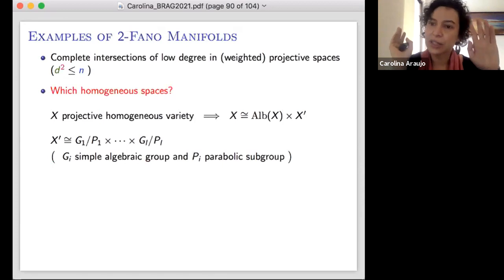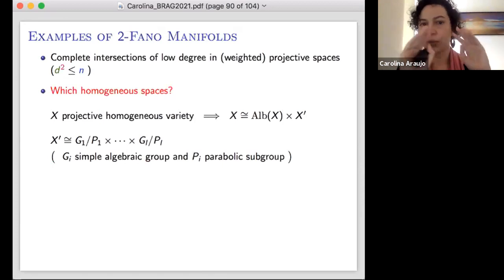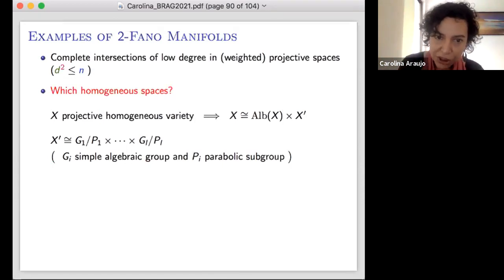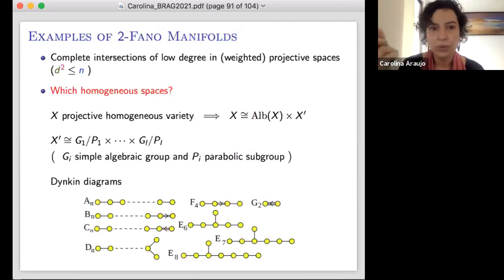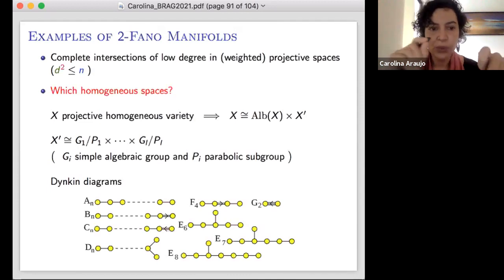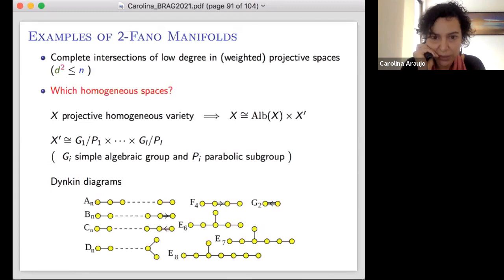So let's restrict ourselves to rational manifolds of the form G mod P. Whenever you have such a G mod P, it can be represented by a Dynkin diagram. To the G we associate a Dynkin diagram, and the parabolic subgroup can be represented by a marking. So we have these Dynkin diagrams, and we mark some nodes, and depending on how many nodes we mark, that for instance gives us the Picard rank of the rational homogeneous space.